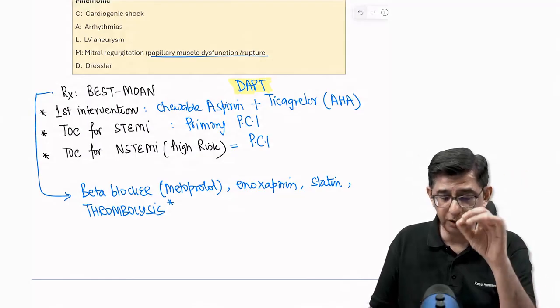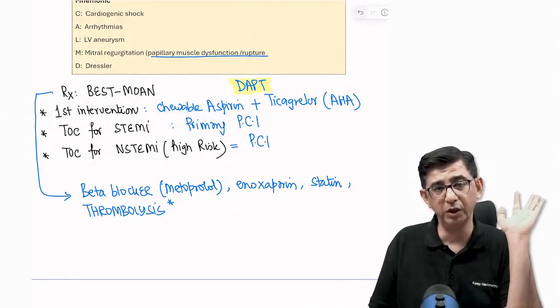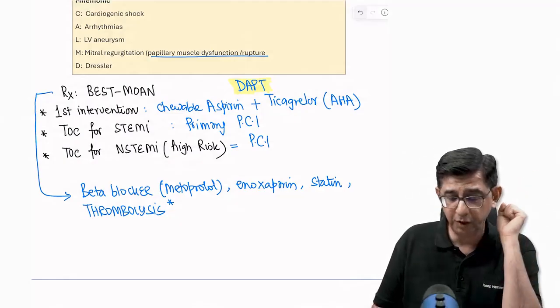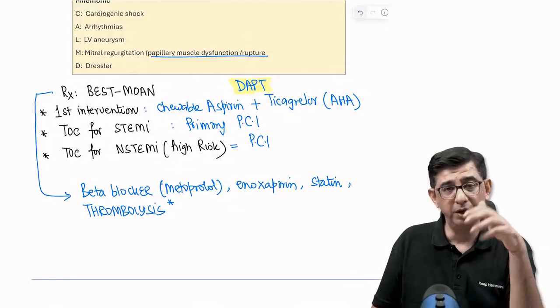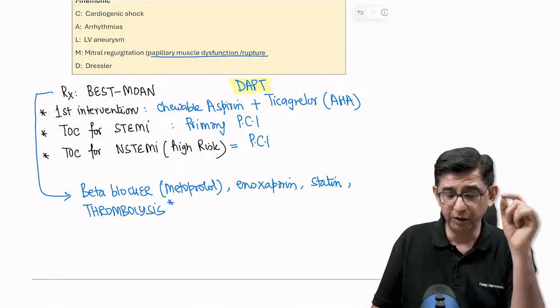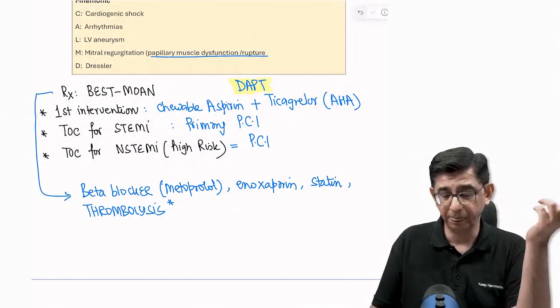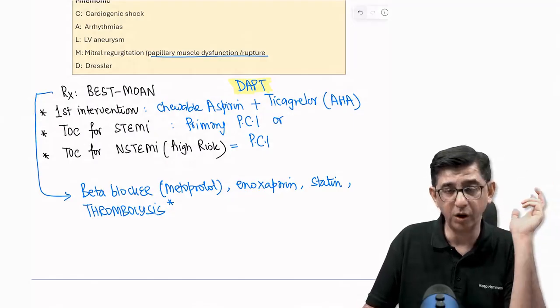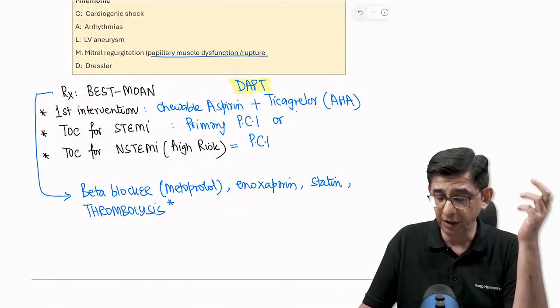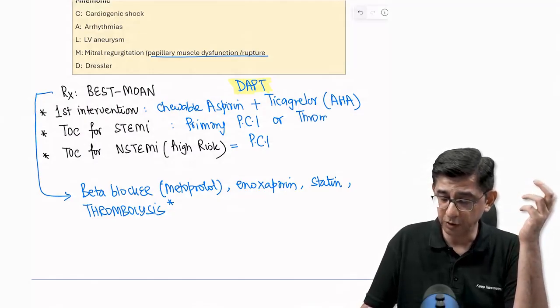Ideally, I should be taking the patient after giving medicines directly to the cath lab, and I should do a primary percutaneous coronary intervention. But like I have explained to you, if I am at a place where I don't have the facility, so I'm just adding the word here, then I can be subjecting the patient to thrombolysis.